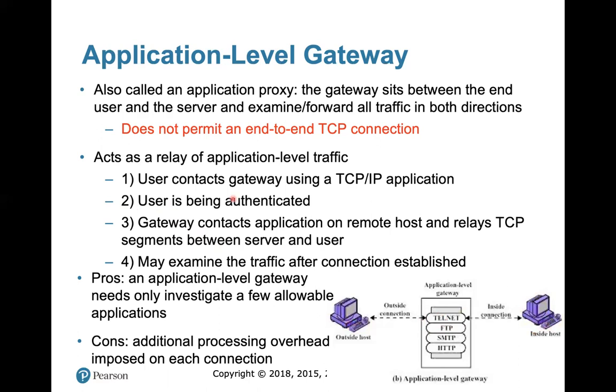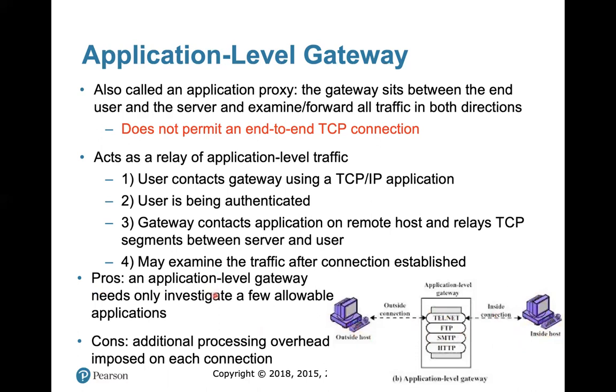So after step 2, that the user is being authenticated, the gateway contacts the application on the remote host and relays the TCP/IP segment between the server and the user. And of course, later the firewall may examine the traffic after the connection is established, because every packet that comes from the user or inside host, the firewall receives, keeps, and then forwards. So the firewall has the option to investigate or examine packets, or even patterns between the packets, and do whatever the firewall wants to do.